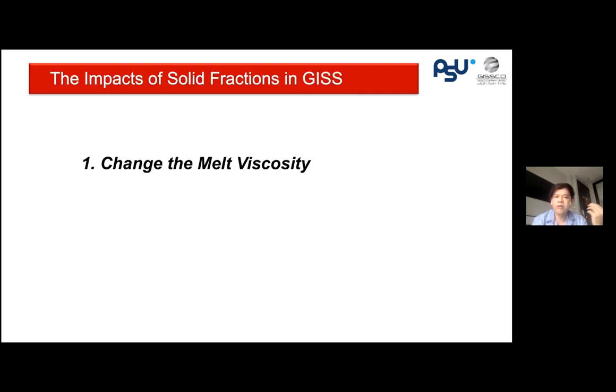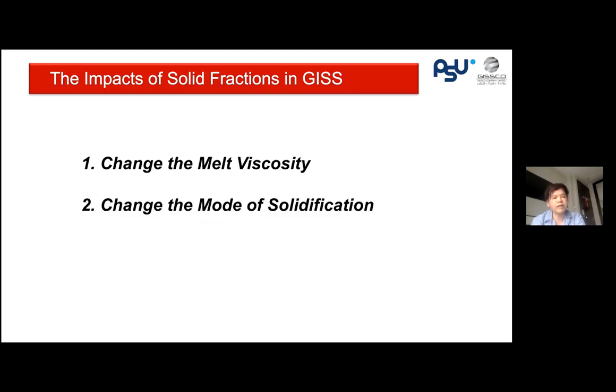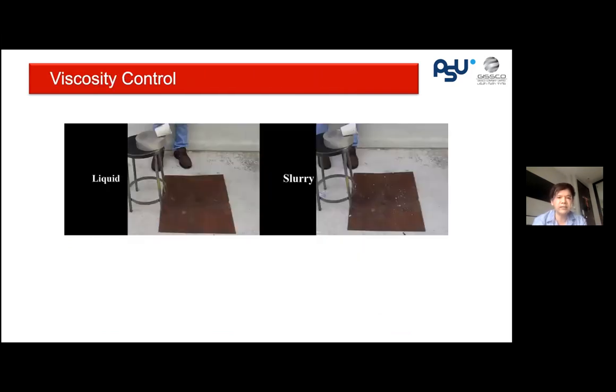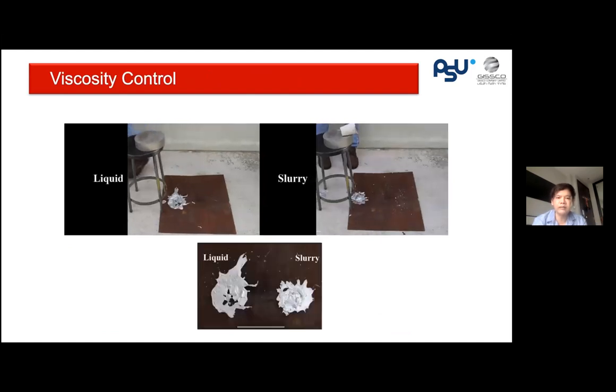So why, and then what would be the impacts? First, we will change the melt viscosity, we will change the mode of solidification, and we will reduce the heat content of the melt, which will give us benefits for high pressure die casting. For example, you can see the viscosity change when we have some solid particles in there, and that will reduce splashing and turbulent flow in the filling of the die.